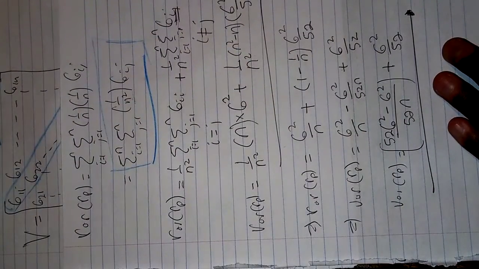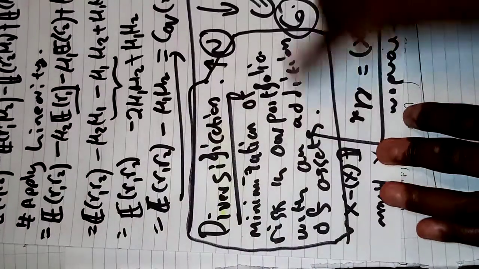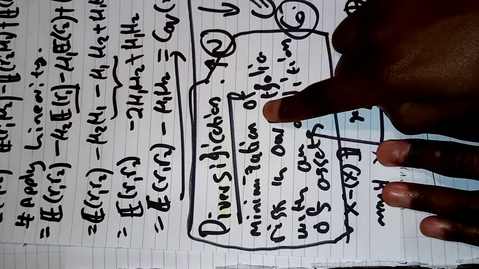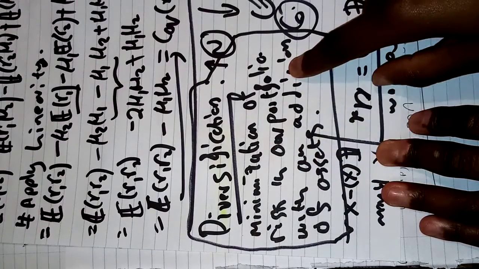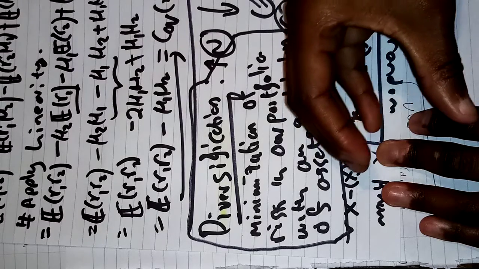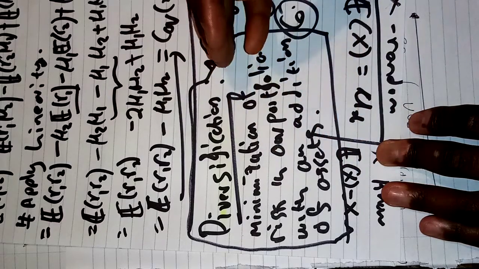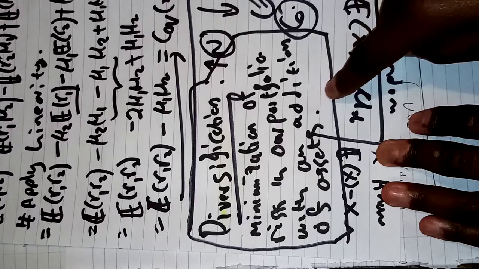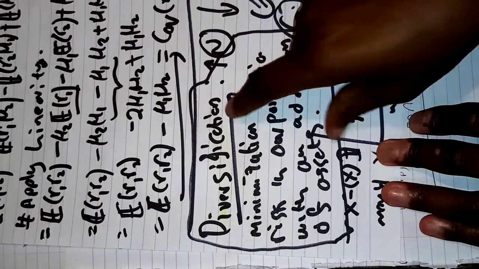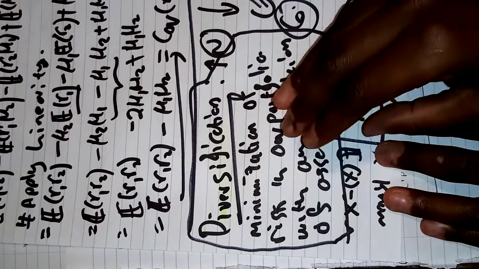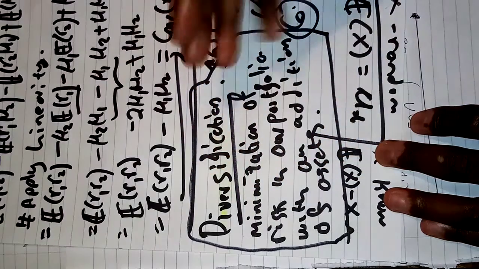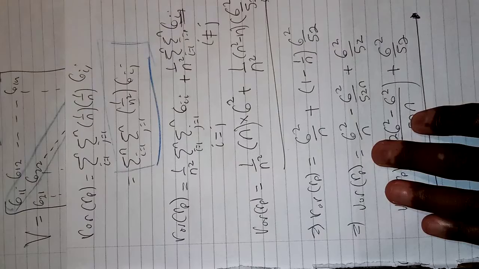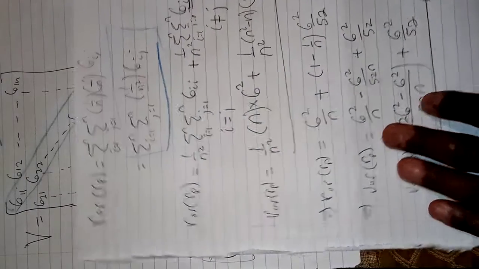If you can recall, what is diversification? Diversification is the minimization of risk of our portfolio. We want to minimize the risk of our portfolio with the addition of assets. Keep that in mind. We are minimizing the portfolio variance by adding more assets.